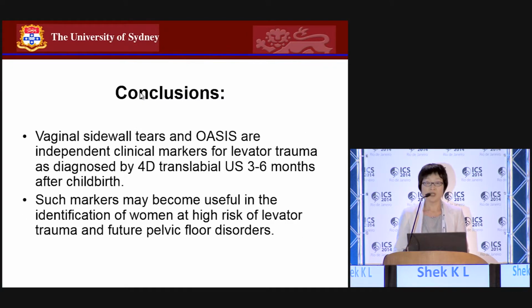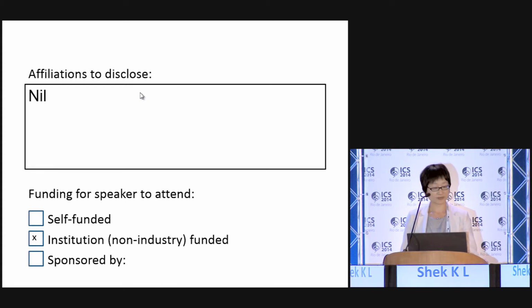In conclusion, vaginal side wall tears and obstetric anal sphincter tears are independent clinical markers for levator trauma as diagnosed by tomographic ultrasound imaging at 3 to 6 months postpartum. Such markers may become useful in the identification of women at high risk of levator trauma and future pelvic floor disorders. Thank you for your attention.